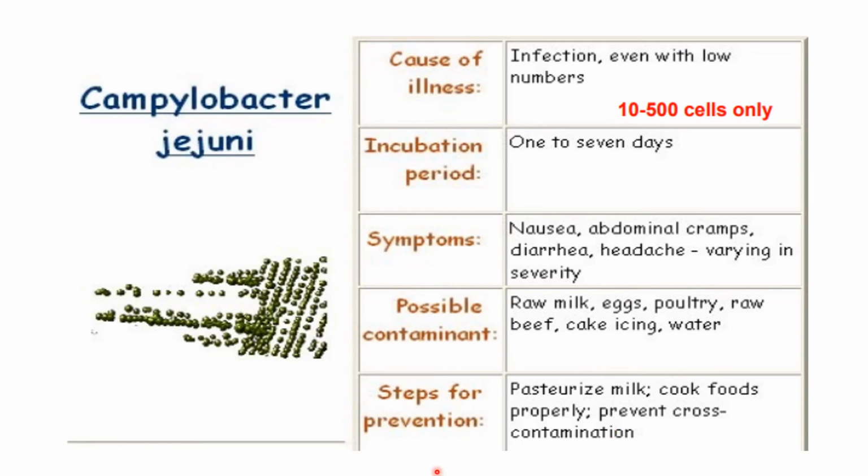Contaminated water, of course. So to prevent it, you need to pasteurize your milk, of course. Cook foods properly, again, to more than 60 degrees Celsius. Then, prevent cross-contamination. Prepare raw food separately from your cooked food. Do not allow contamination of your already cooked food.